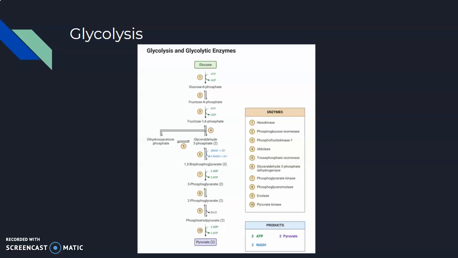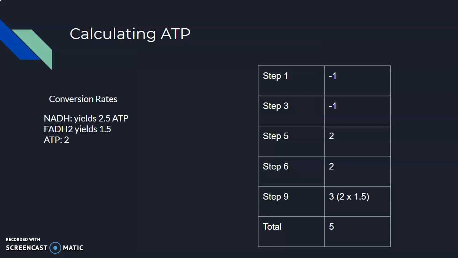And then we see it happening again in step 10, where we see phosphoenolpyruvate convert to pyruvate. And again, we see the conversion of 2 ADP to 2 ATP.